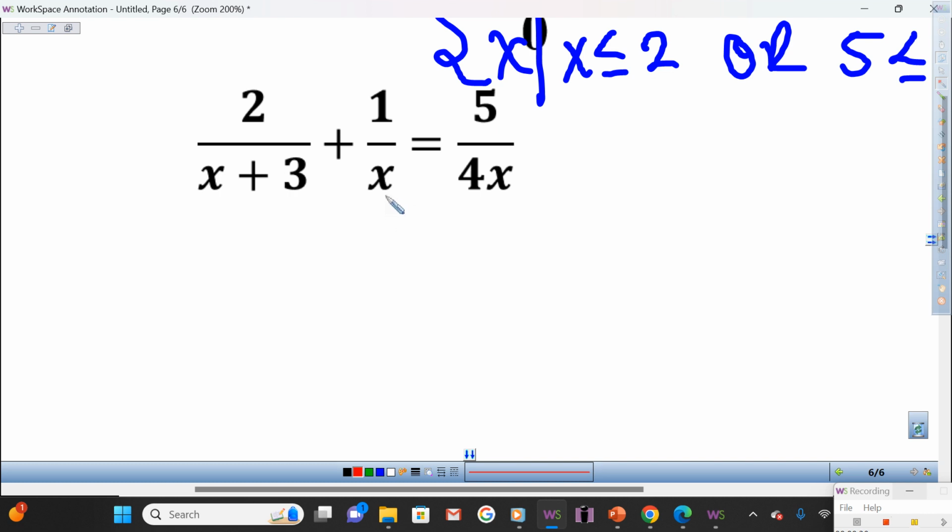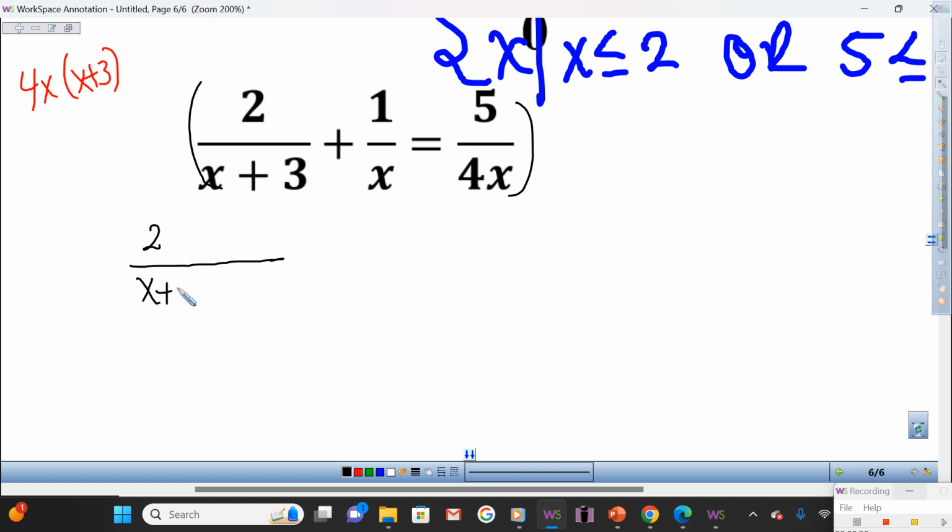Well, let me walk you through this. Between these two, what would be a common denominator? 4x. Okay, so we got 4x. Since 4x is totally different from a binomial, then we just multiply those, and that's going to be my LCD. Hands, have you got that? Yeah? All right.